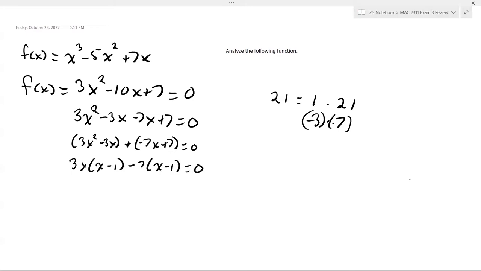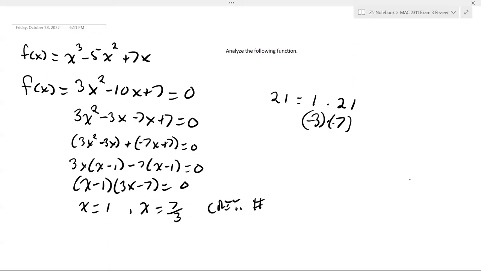And of course, x minus 1 is a common factor, so we have x minus 1 times 3x minus 7 equals 0. And we set each one of these equal to 0, so x equals 1 and x equals 7/3 are our critical numbers. And we're done with this part. So remember that the critical numbers here are the only places where we can have extrema. They're also the only places where a function can go from increasing to decreasing and from decreasing to increasing.